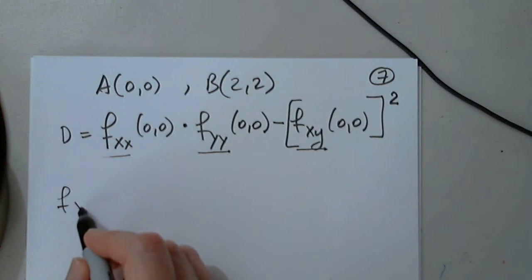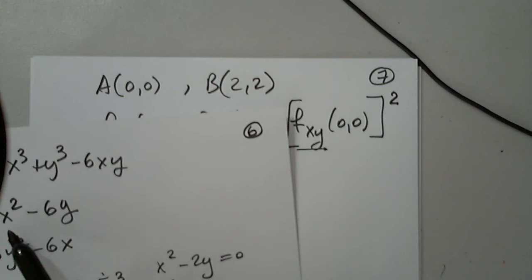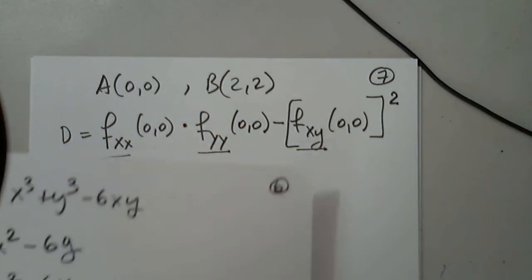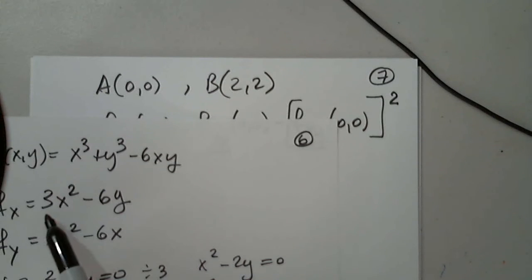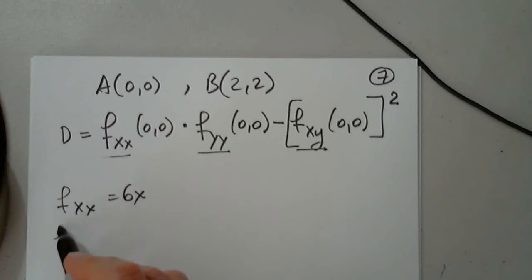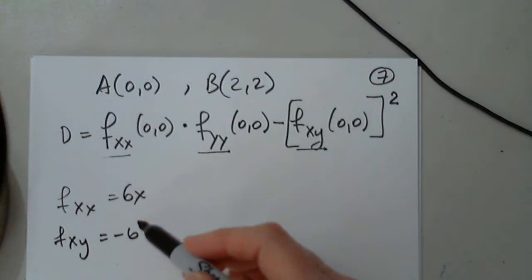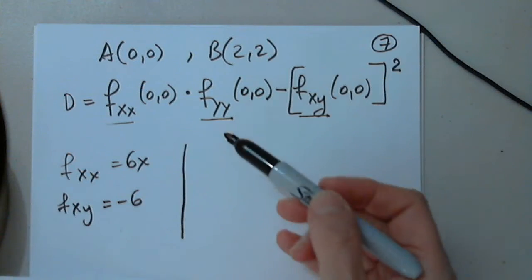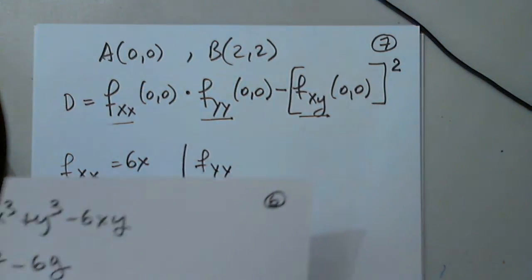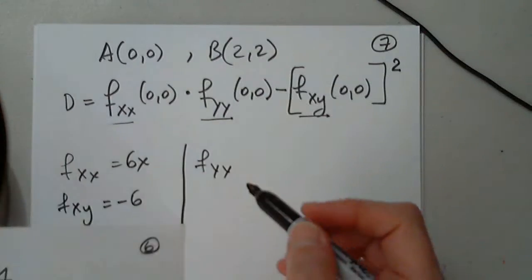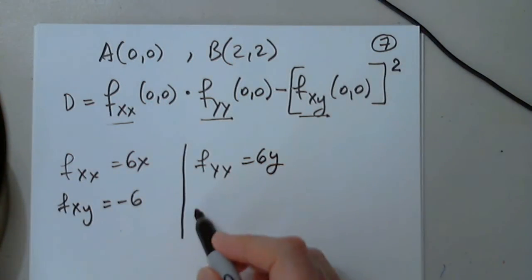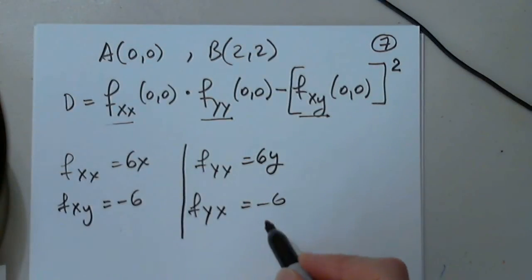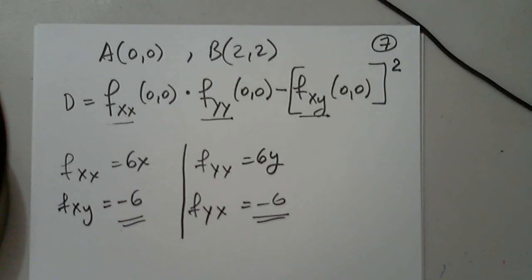I'll find them right now. So fxx, I differentiate with respect to x, and I get 6x. fxy, I differentiate this with respect to y, I get negative 6. Okay, fyy, differentiating with respect to y will be 6y. fyx with respect to x is negative 6 as expected. Good.